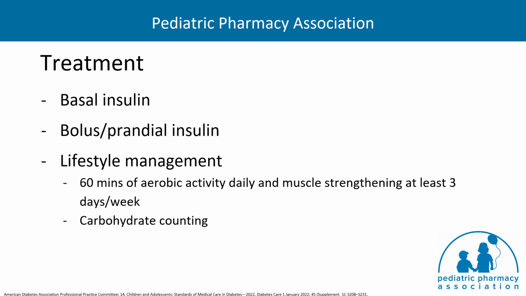So first off is basal insulin. This is to cover the physiologic background insulin release. The second is bolus or prandial insulin. This is to cover meals or elevated glucose levels. But we also want to make sure that we're including lifestyle management in with these patients. This includes 60 minutes of aerobic activity daily and muscle strengthening at least 3 days per week, and carbohydrate counting, which we'll talk about later.